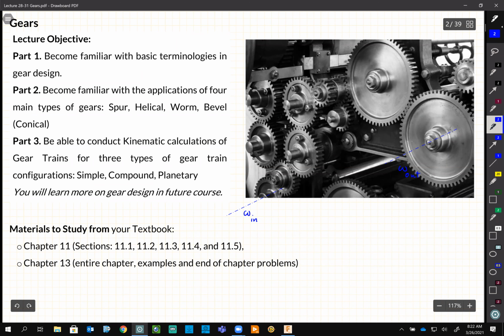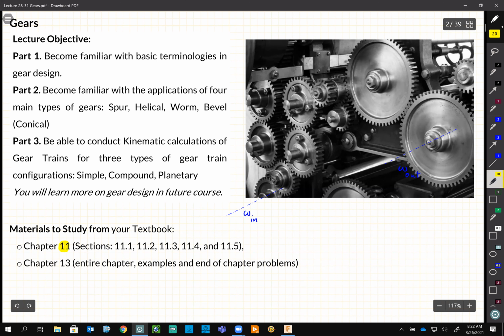So just to let you know, we're not going to talk specifically about gear design. Gear design is your future course, MEC 325, I believe, or 326, one of those, where you calculate the stresses in gears, you design gears based on the material and the shape of the teeth and those sorts of things. Please study chapter 11.